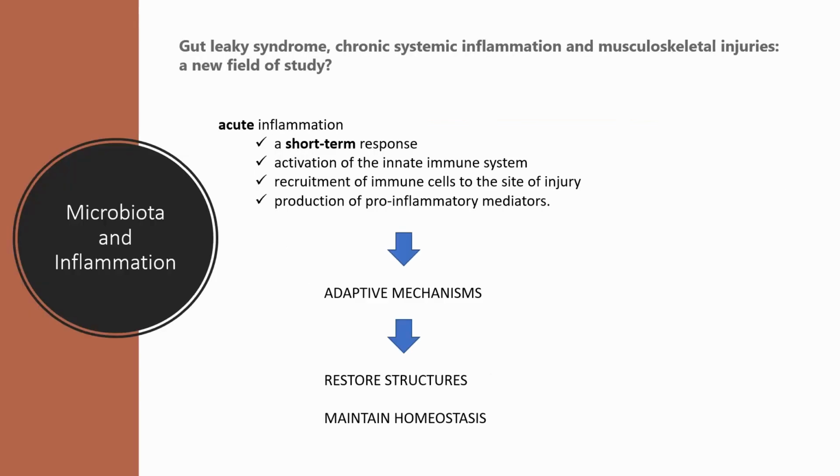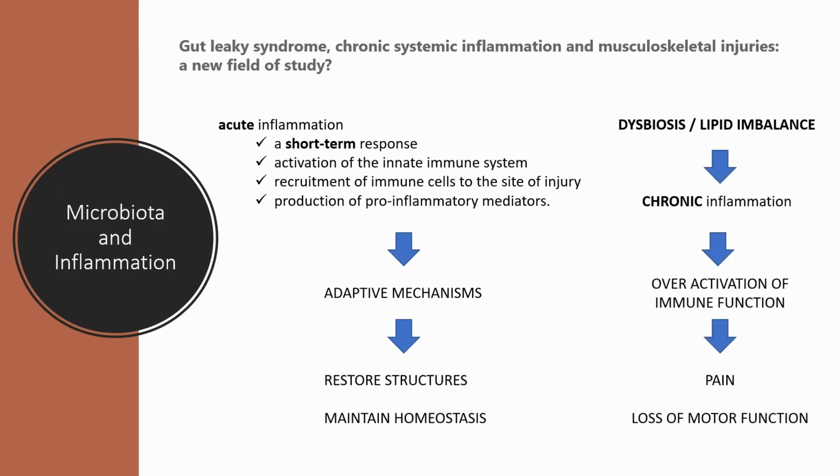As we said before, acute inflammation is short-term, activates the right immune cells, goes to the site of injury, and produces pro-inflammation. It is a physiological adaptive mechanism that restores the structure and maintains homeostasis. This is normal. Unfortunately, in the case of dysbiosis, which is the imbalance in the bacteria, and lipid imbalance, we have chronic inflammation, which results in overactivation of immune function, and that is equal to pain and loss of motor function.